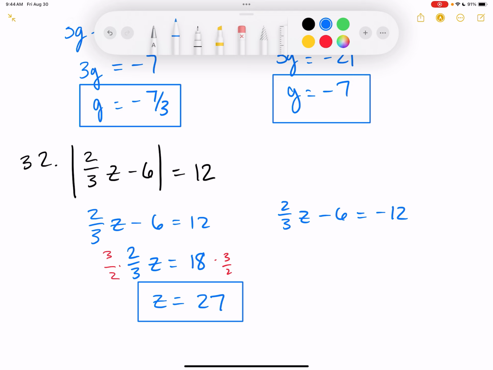Alright, the other side, 2/3 z equals negative 6. So z equals negative 9.